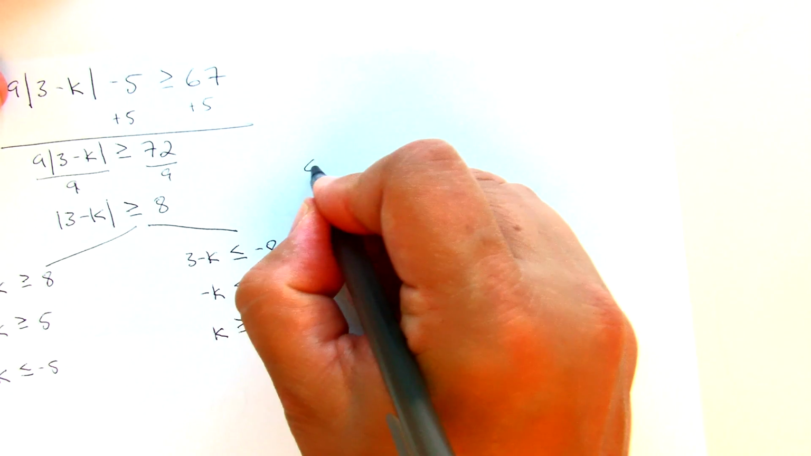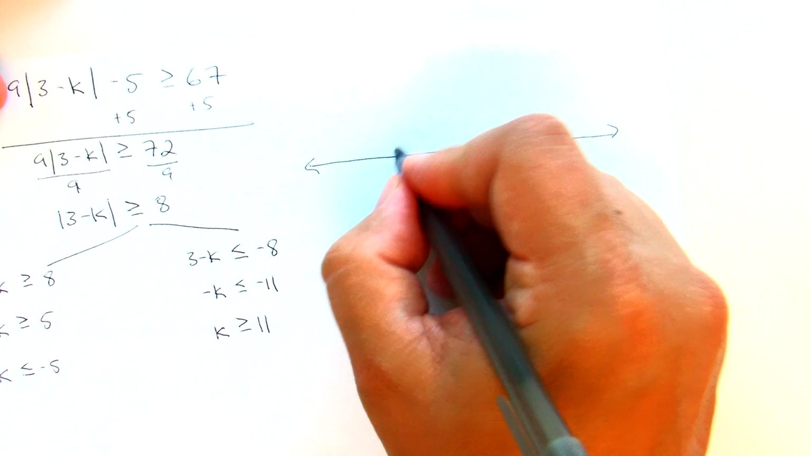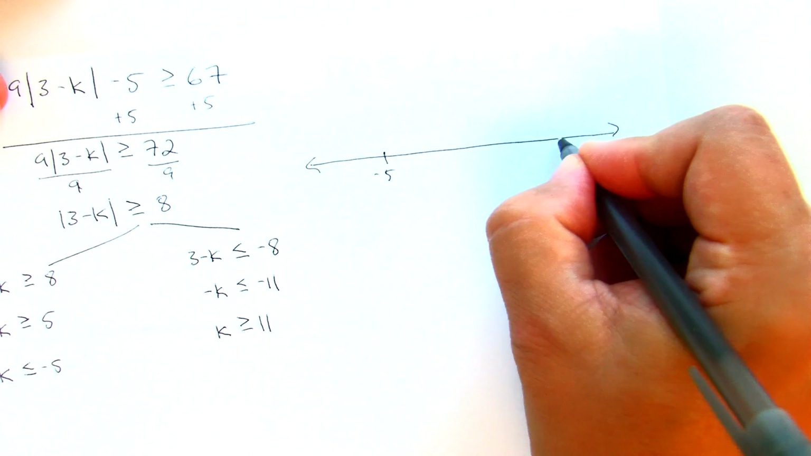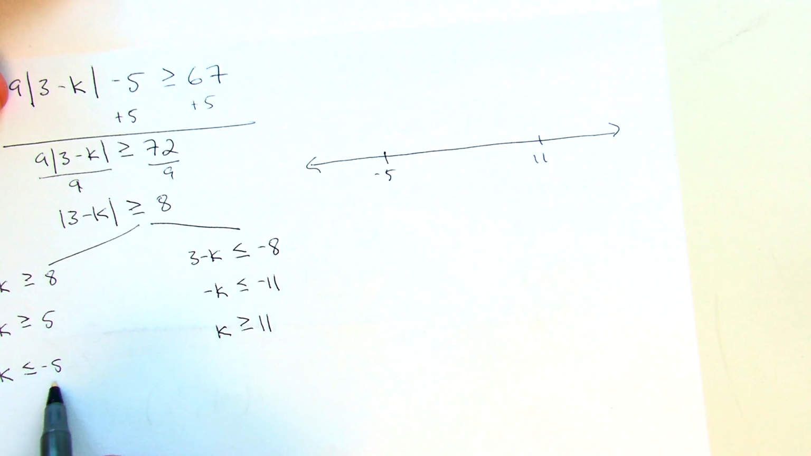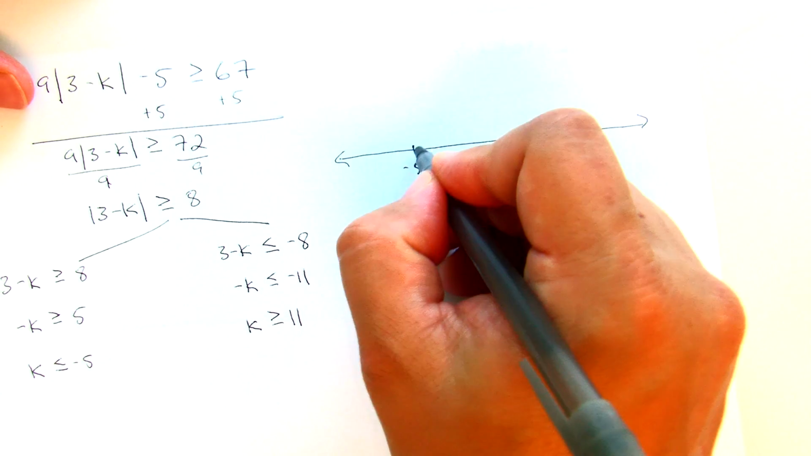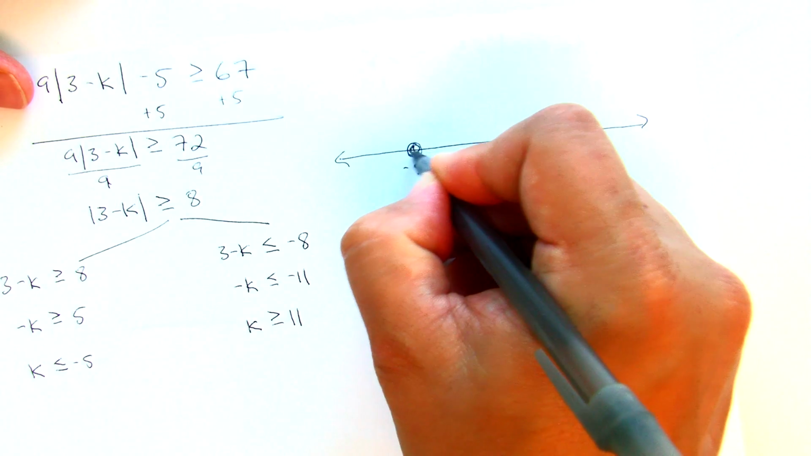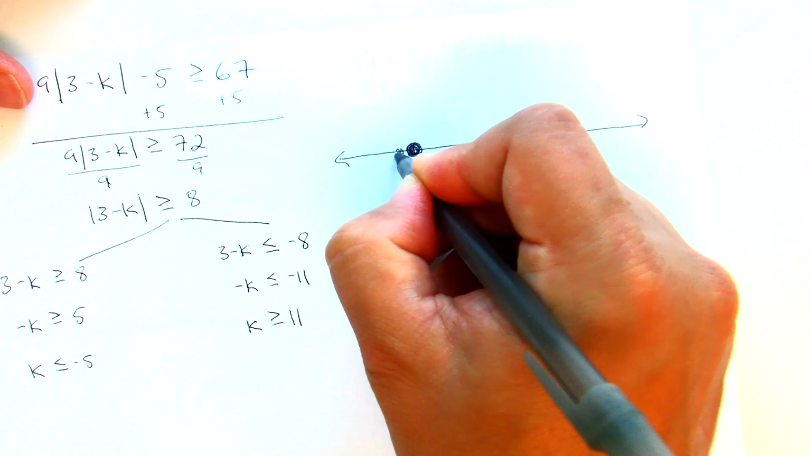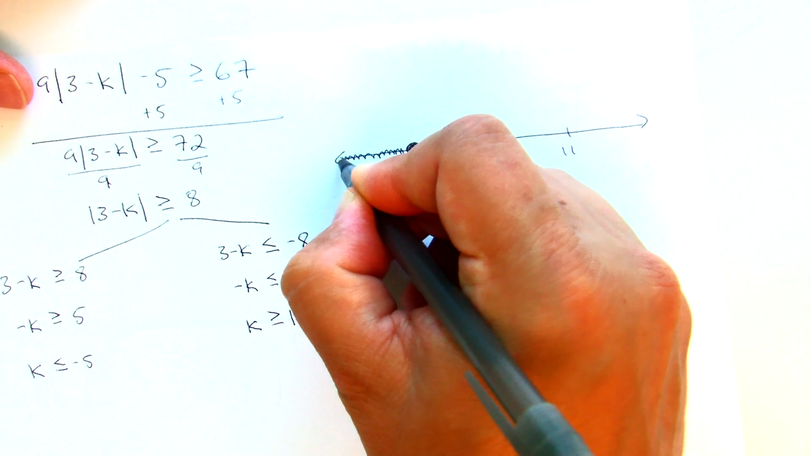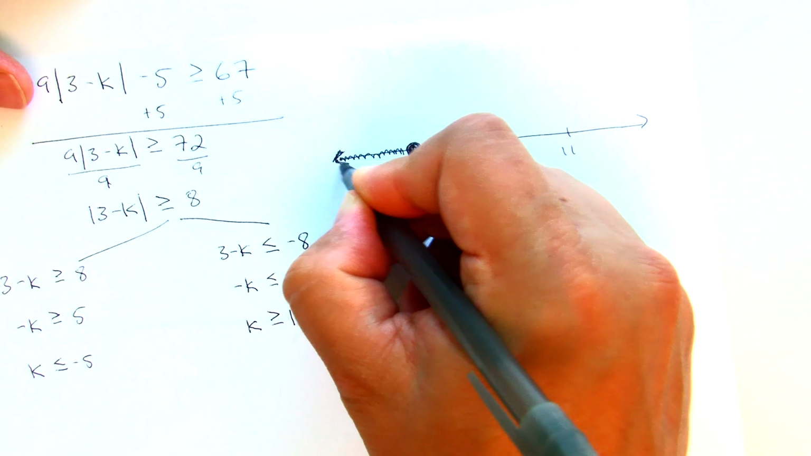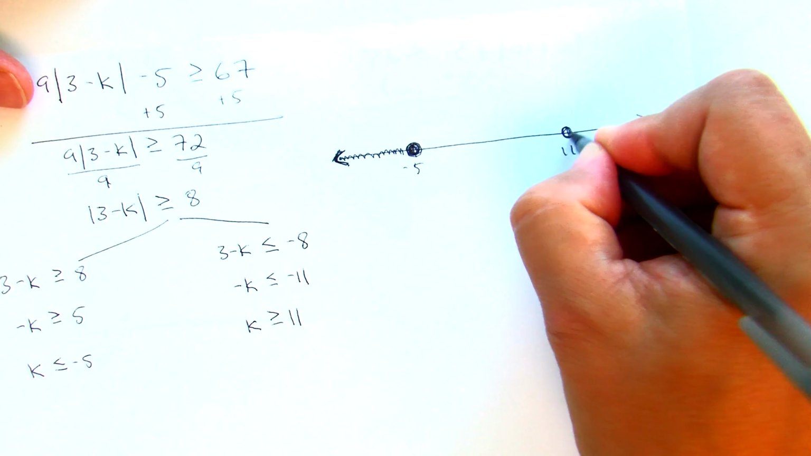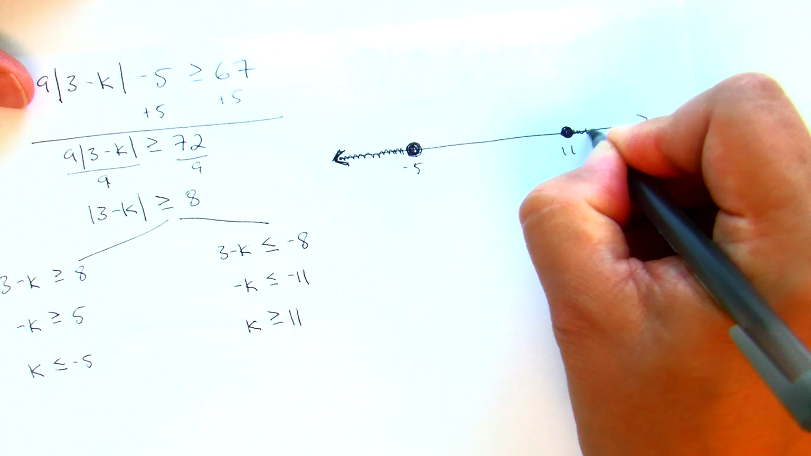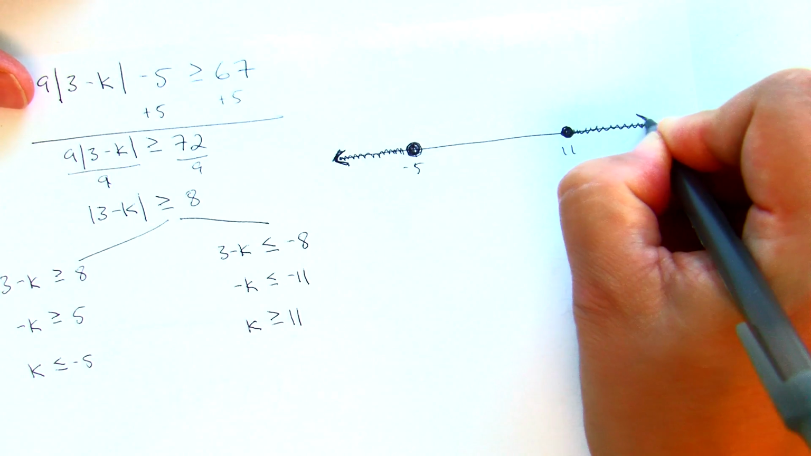Now we're going to represent that on the number line. So let's just find negative 5 over here, 11 over here. We've got everything less than or equal to negative 5 first, so that's just going to be negative 5, closed circle, and then everything greater than or equal to 11, and that's over here.